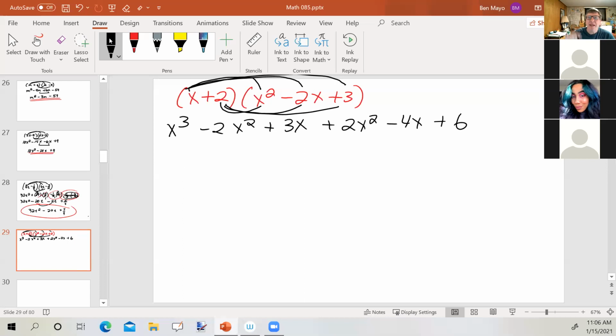Combining like terms, and at the same time, I'm going to put them in descending powers of x. So I'm going to start with x cubed. Those are going to cancel out, so I don't have any x squared. 3x minus 4x is minus 1x, and then plus 6.